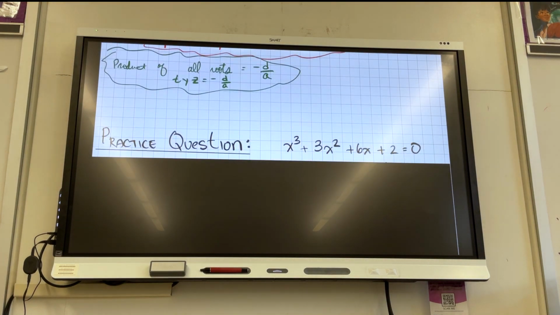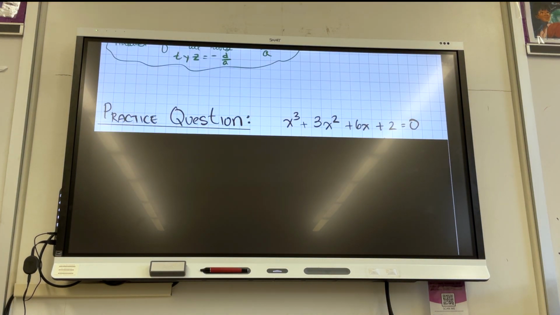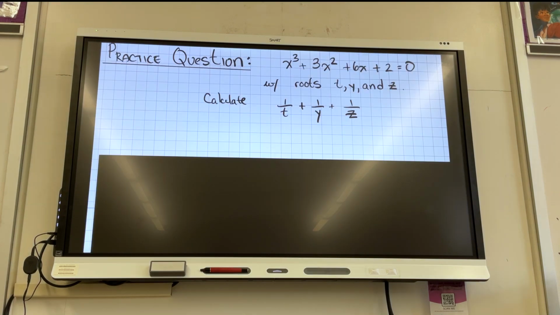So we're going to leave with a practice question. We're going to stop the video here because I want the math team that's in front of me to work on this, and then we'll post a solution to this problem after. This is the question we're going to work on.